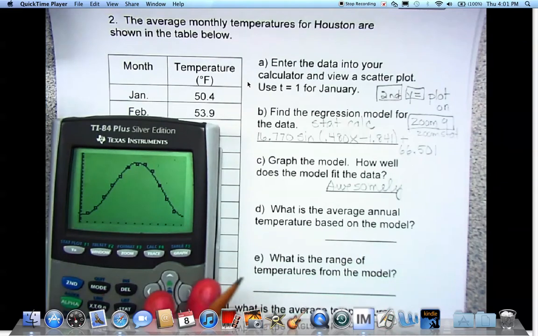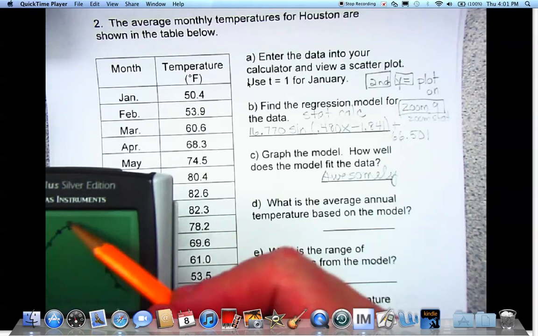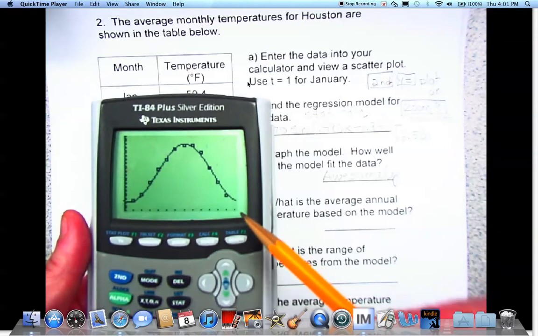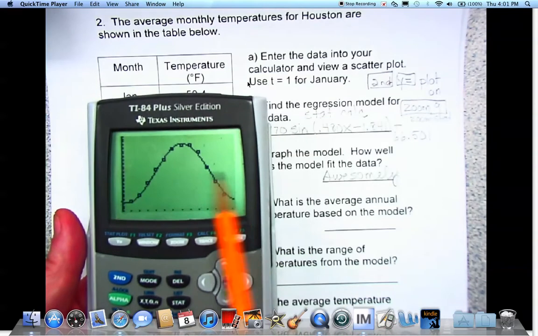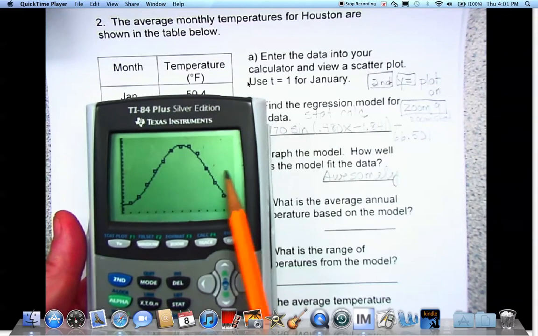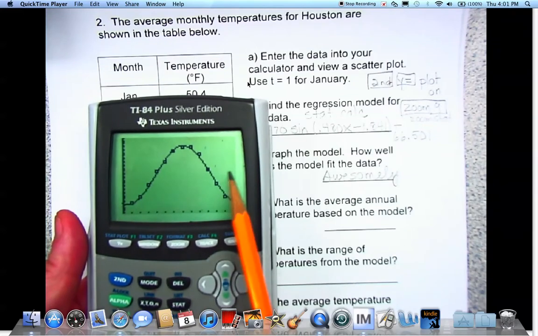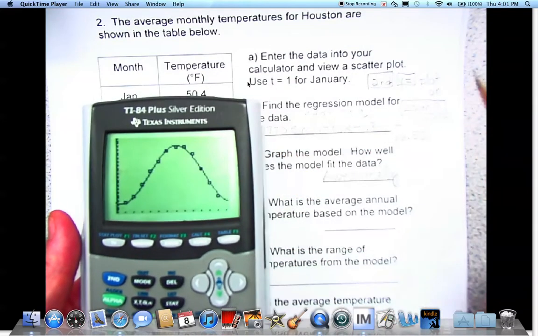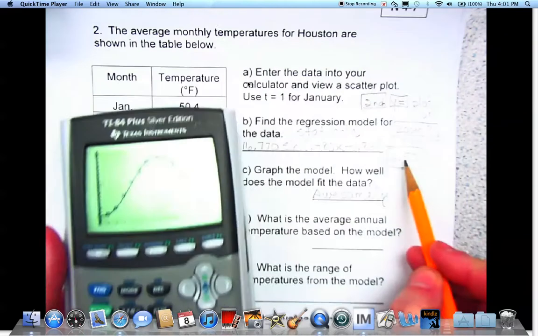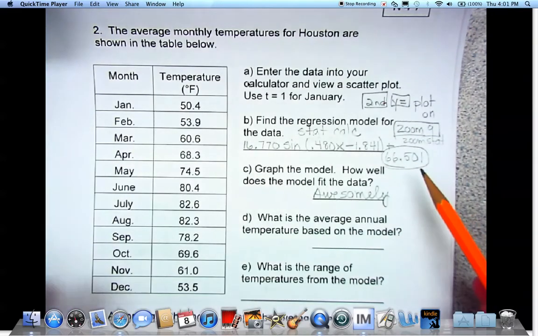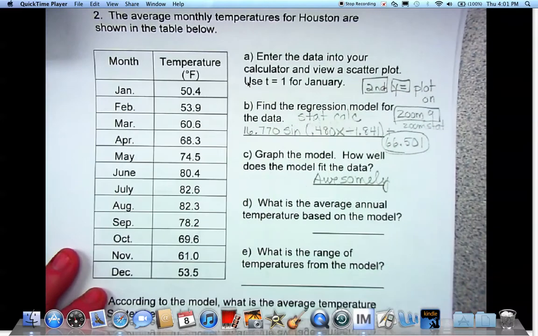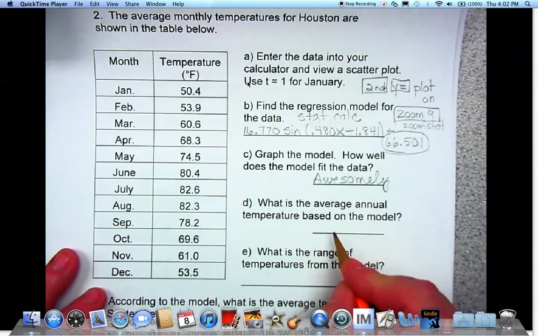Okay, then it says, what is the average annual temperature based on the model? These are monthly temperatures, so the average annual temperature, you could add all those up and divide by 12, or you could look at the middle of the graph. What we're going to find is where the graph moved up, and that's the K. That's how far it moved up the cosine graph. So this would be 66.501.